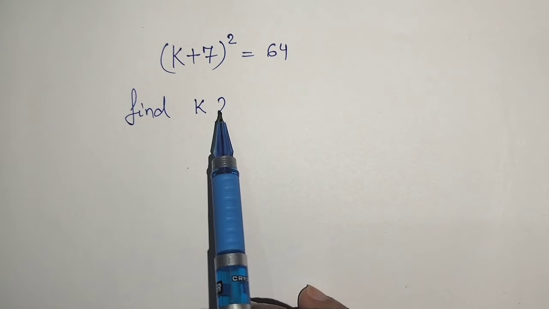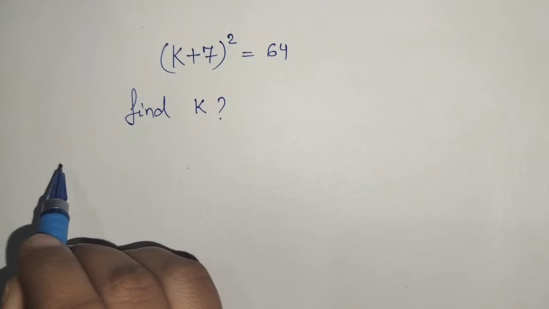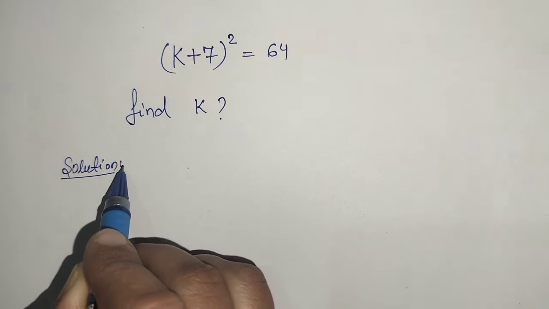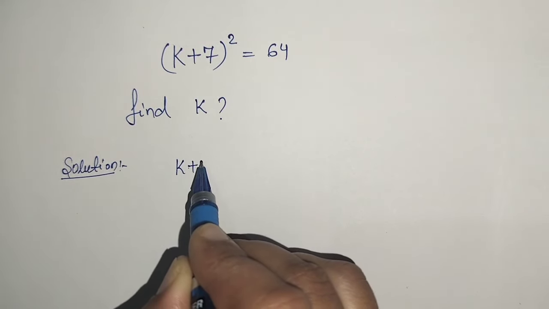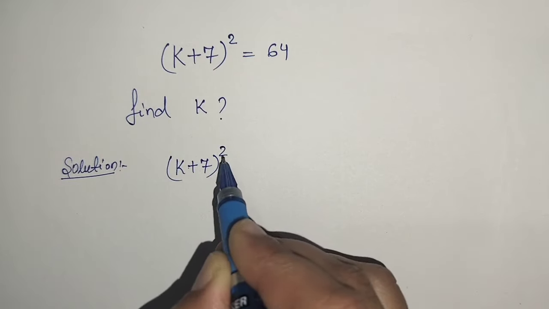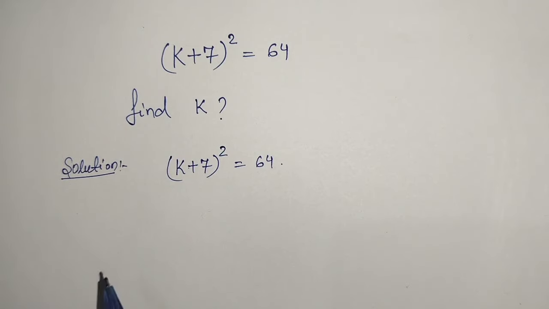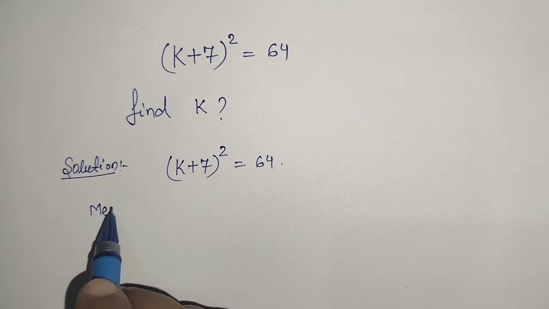How to solve it? Let's check. Solution: (k + 7)² = 64. We solve it in three methods. How to solve it? Method 1.